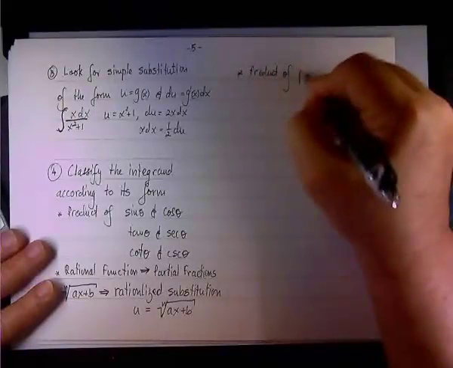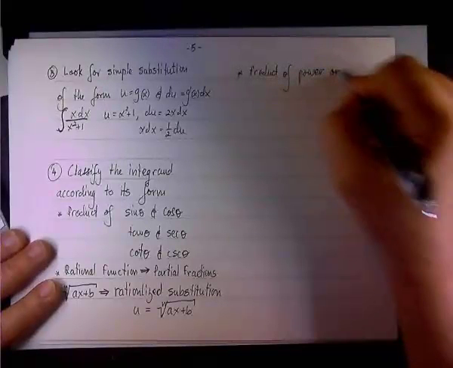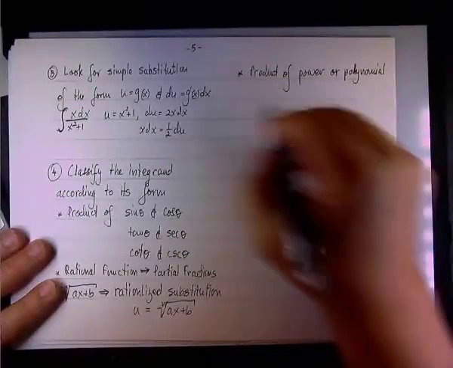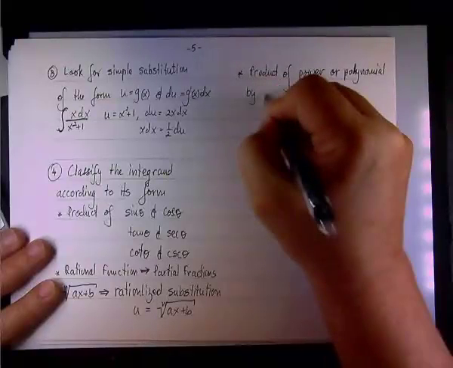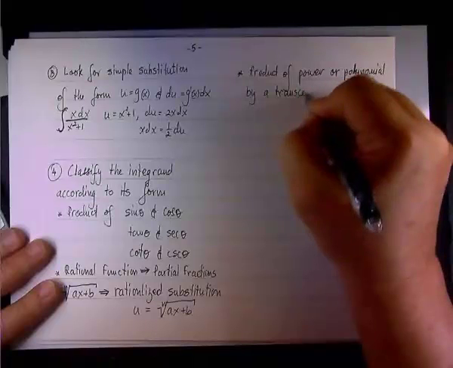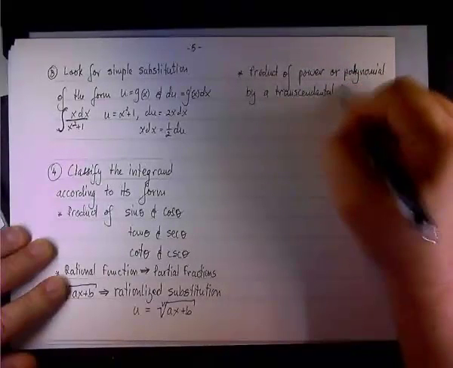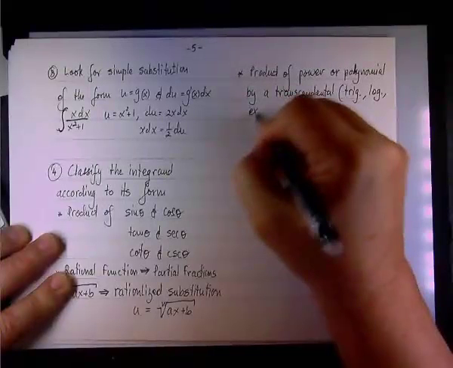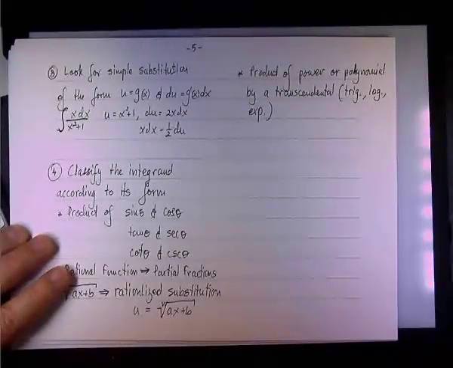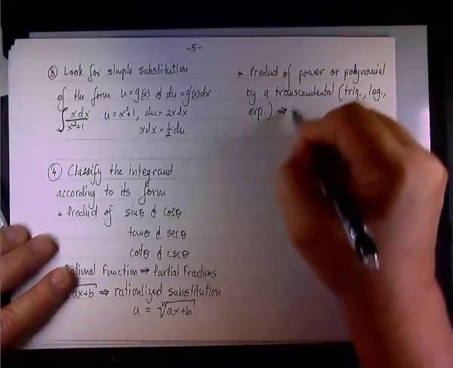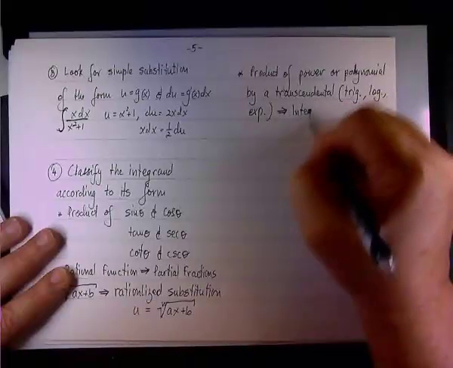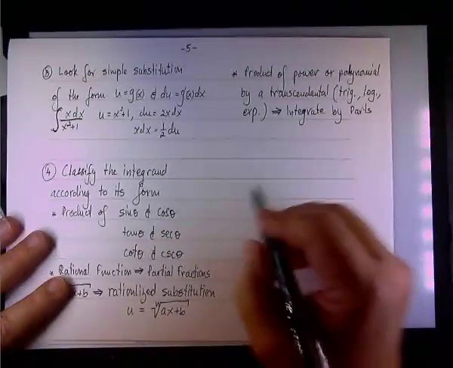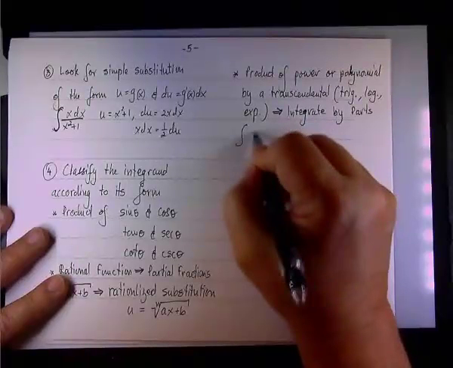And I'll finish this particular strategy by, if we have product of a power function or polynomial times transcendental, which will be something like trig or log or exponential function. Those are transcendental. Then we integrate by parts.